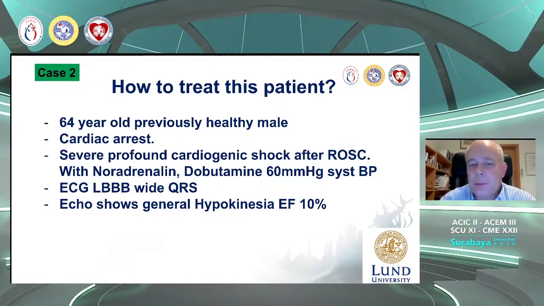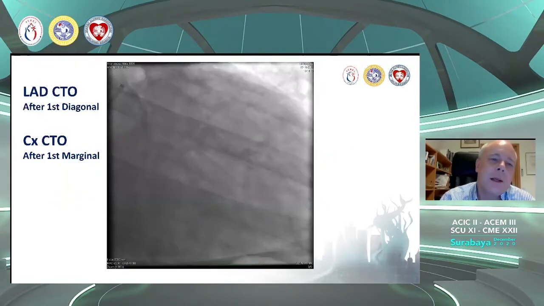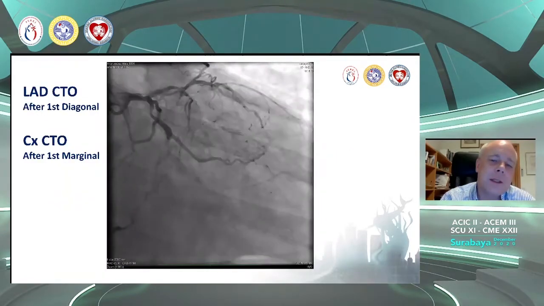This is a 64-year-old previously healthy male who has just suffered a cardiac arrest. He has profound cardiogenic shock following ROSC, brought into a local hospital. They've then connected him up with noradrenaline and dobutamine. He's got a blood pressure of 60 millimeters of mercury. His ECG shows left bundle branch block, and echo shows general hypokinesia with an EF of 10%. And in this condition, he arrives at our hospital. This is what he looks like on his first angiographic image.